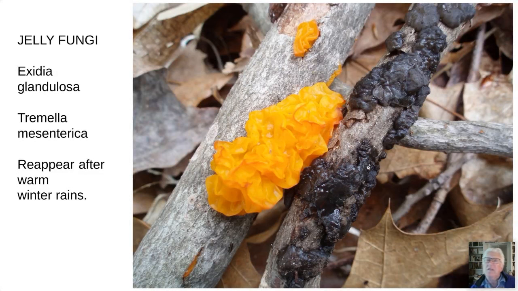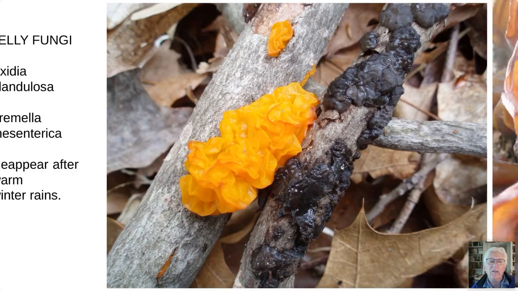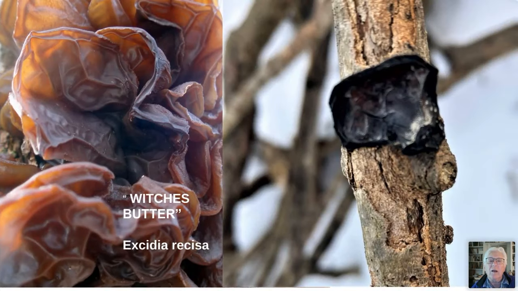The mesentery is the lining of the intestine, of the stomach, I think. So these will reappear after warm winter rains, and I'll show you what they look like in the winter. When they dry up, they're very hard and scaly, horny, like this. You see, maybe a week or two ago I found this one.